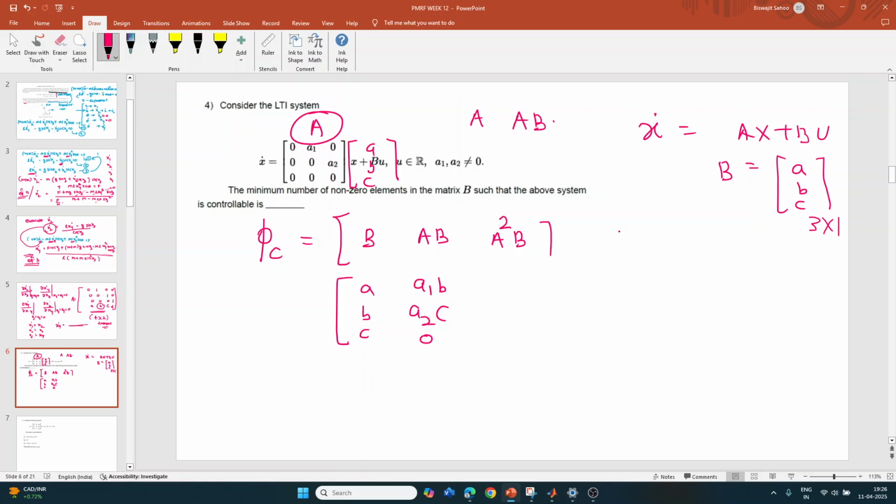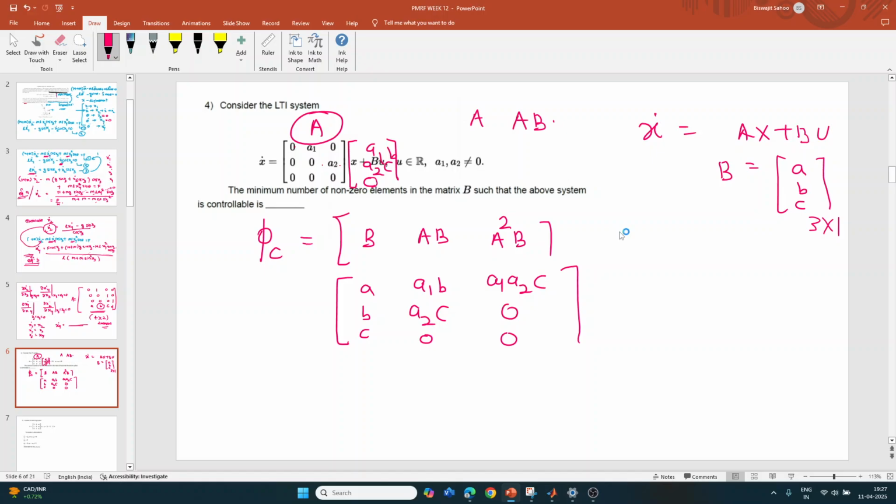AB is A1B, A2C, and 0. Now we multiply 0 into A1B, 0, A1 A2C. So this will be A1 A2C. Next, this will be 0 into 0, 0, so 0 0 A2. This will be again 0 into this, 0 into this, and then A2 into 0 is 0. So this term is 0. Then this is also 0. So these are the three values you find out.